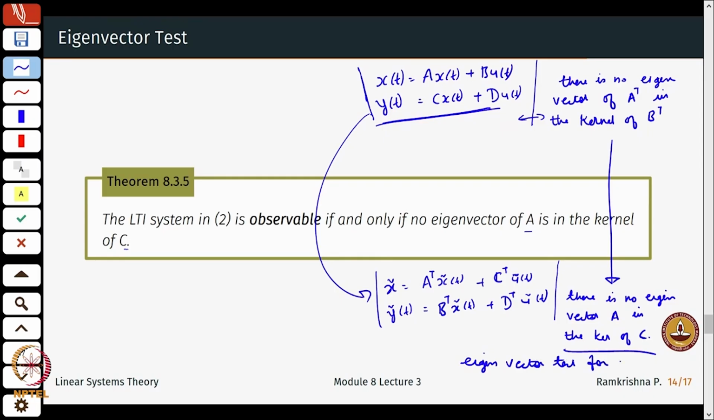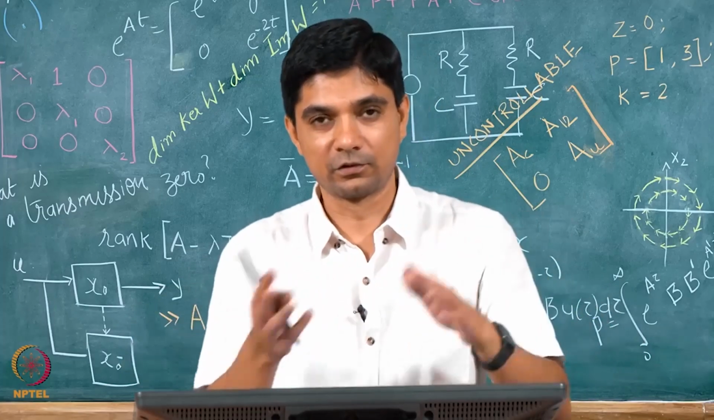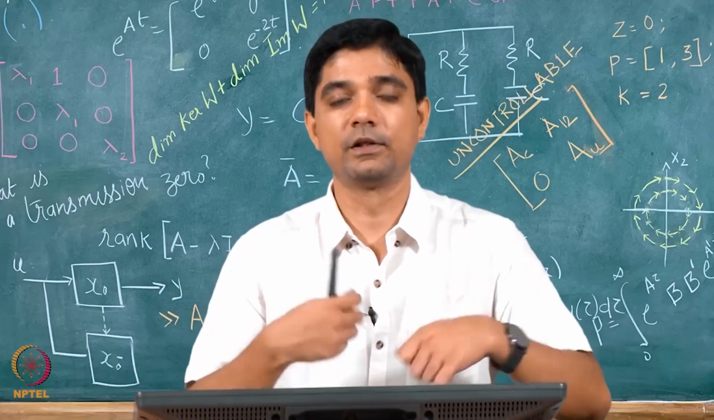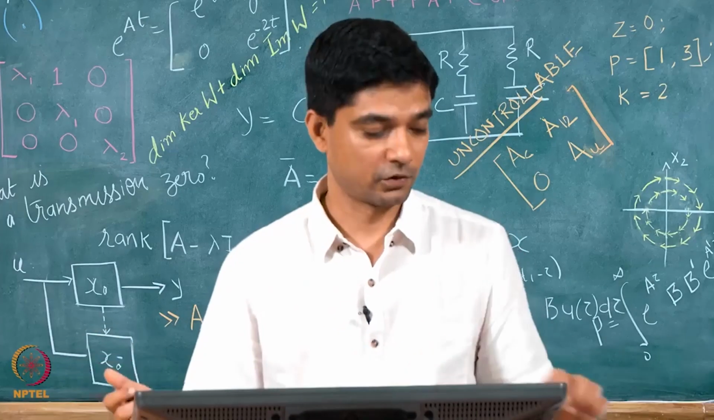for controllability of the dual system, and this condition is exactly equal to the observability of the original system. Therefore I can say that this LTI system 2 is observable if and only if there is no eigenvector of A in the kernel of C. I can do a constructive proof the way we did it in the previous one, but since we already know the duality, we can just make use of the tools there and exploit the relationship between the controllability of the system and the observability of the dual system, and so on, right.